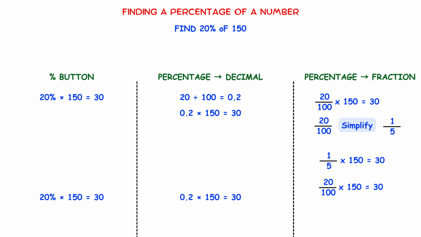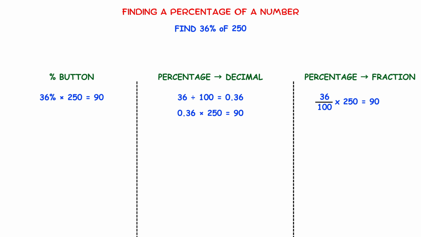Have a go at using all three techniques for this one. So here we're being asked to find 36% of 250. The simplest thing to do would be to put 36% times 250 straight into the calculator, which will give us 90. To use the decimal technique though, we'll do 36 divided by 100 to get 0.36, and then multiply that by 250 to get 90 again. Or finally, for the fraction technique, we do 36 over 100 to put it into a fraction, and times that by 250 to once again get 90.